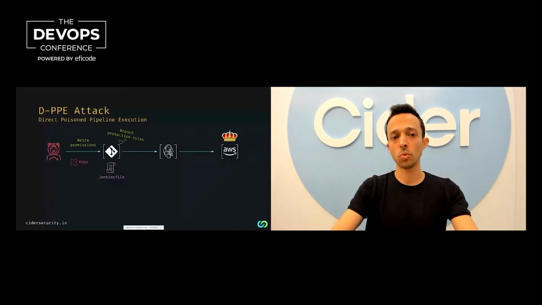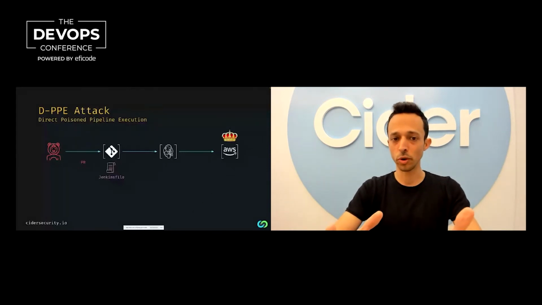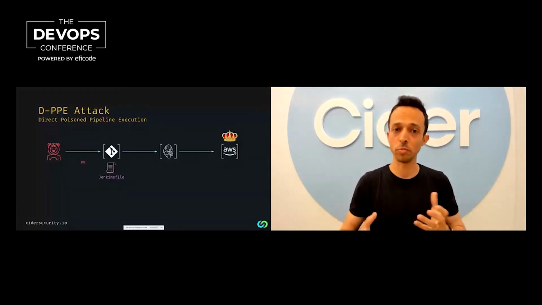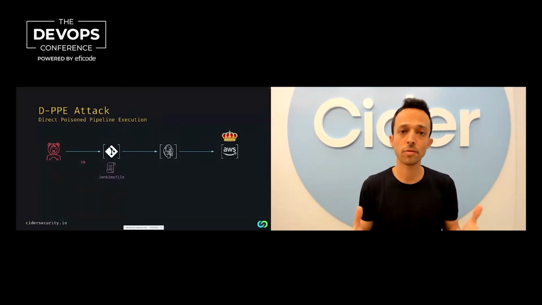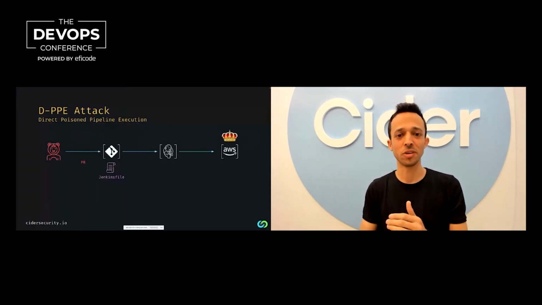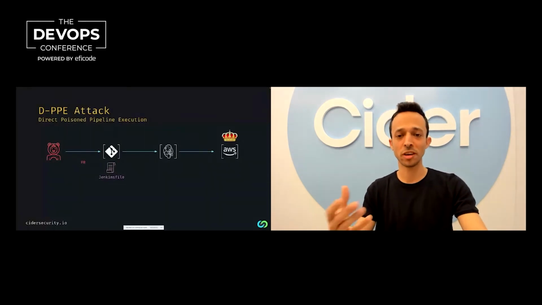But what about pull requests? Pull requests also trigger pipelines. This is eventually unreviewed code that we also want to build, test, maybe scan for security issues. It looks like an interesting opportunity for the attacker. So the attacker steps into the Jenkinsfile code.